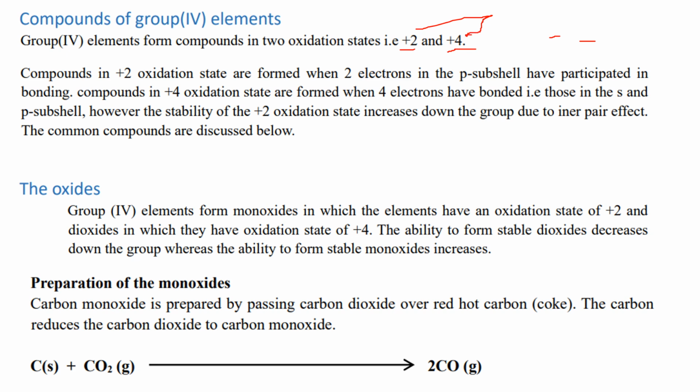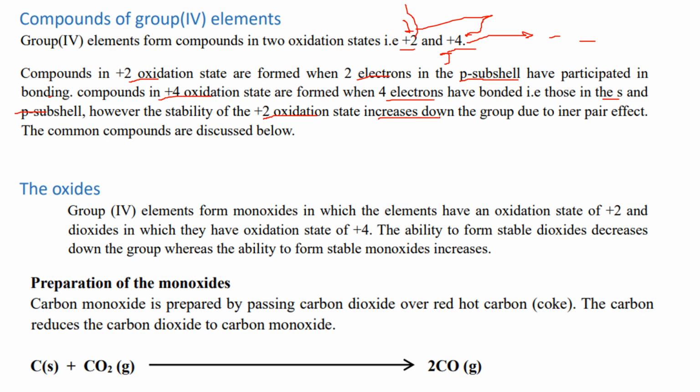If it's an oxide, it's either going to be a +2 oxide or a +4 oxide. A +2 oxide is called a monoxide, and a +4 oxide is called a dioxide. Compounds in the +2 oxidation state are formed when the two electrons present in the p subshell have participated in bonding, and the +4 is formed when the 4 electrons present in both the s and the p subshells have participated in bonding. But the stability of the +2 oxidation state increases down the group.